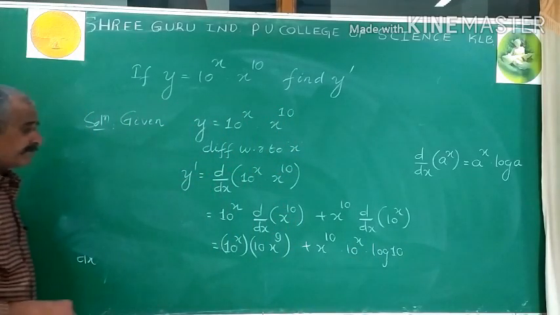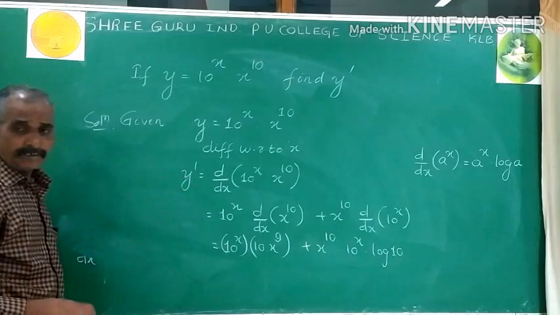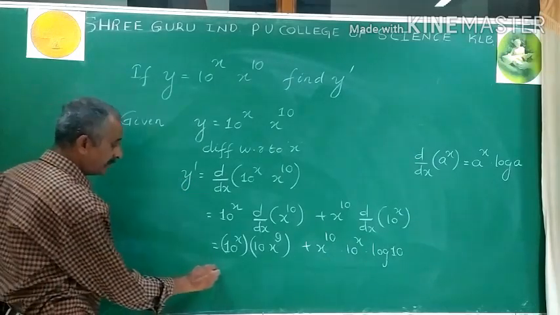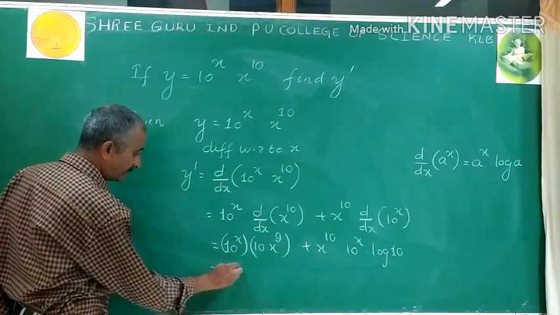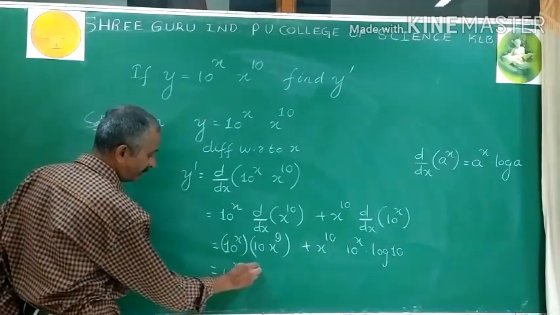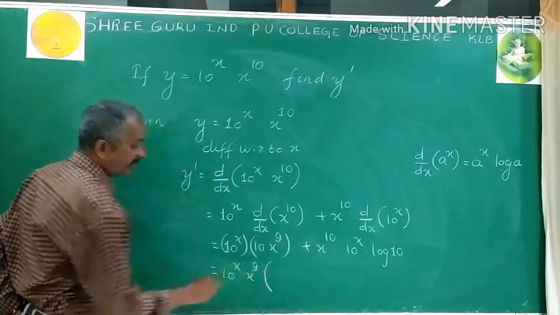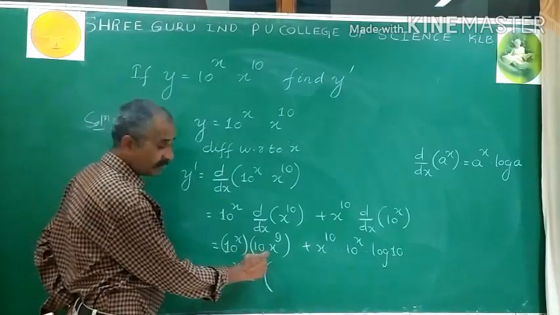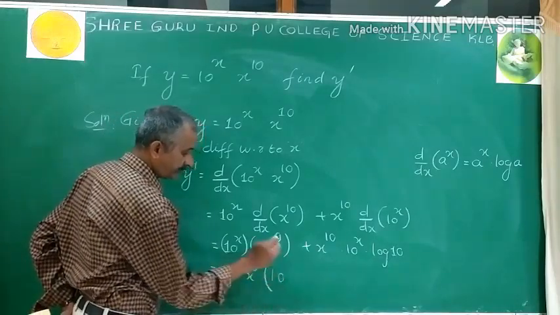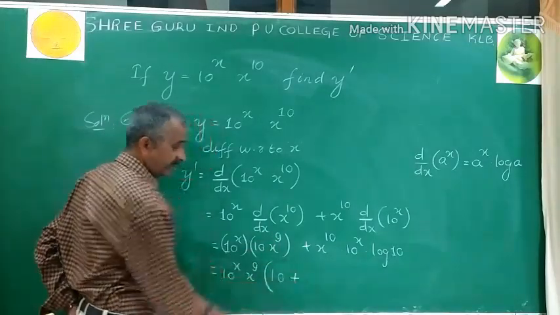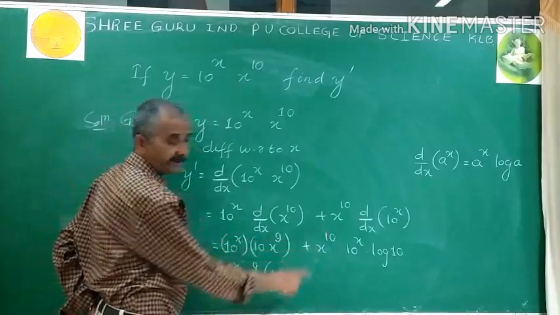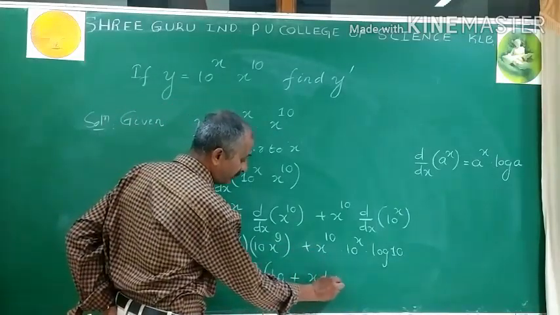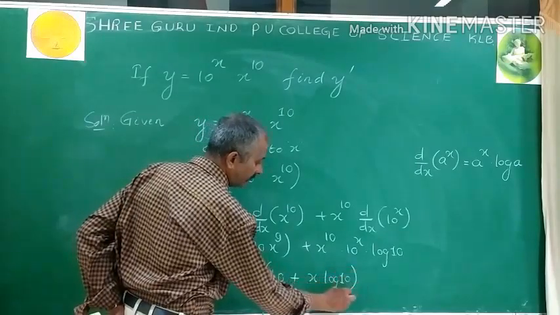That's the final answer. If you want, you can take common x to the power of 9 into 10 to the power of x, no harm in that. So let's take common 10 to the power of x into x to the power of 9. After taking it common, what is left here is only 10, plus, because of common x power 9, left will be x, and the next term left will be log 10. That is the final answer.